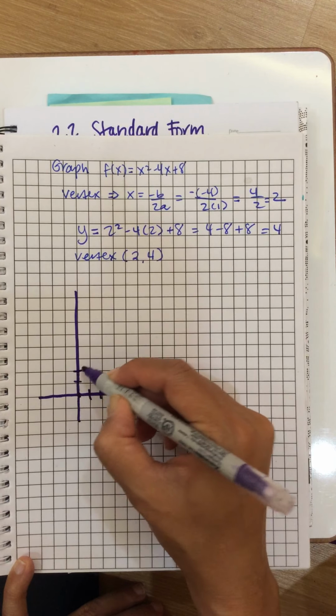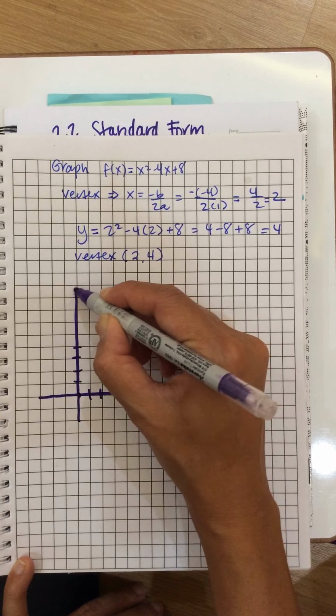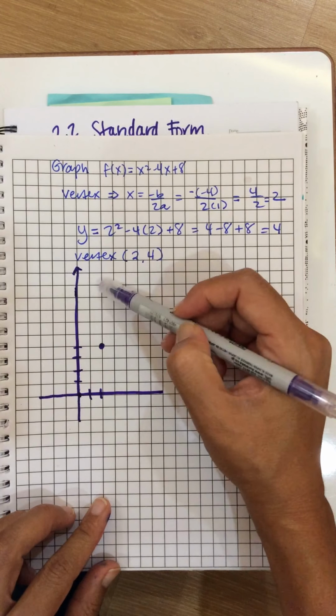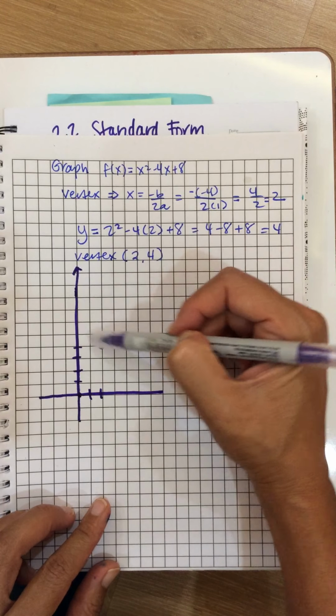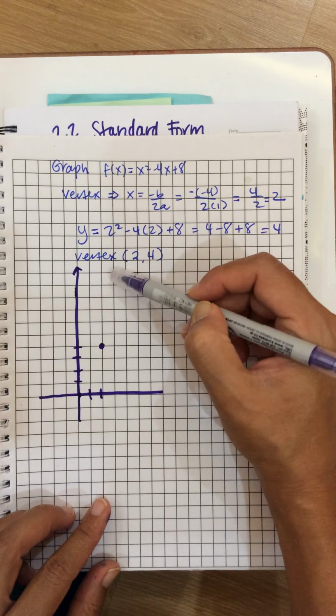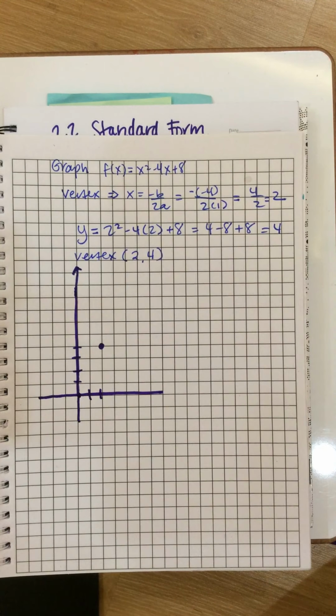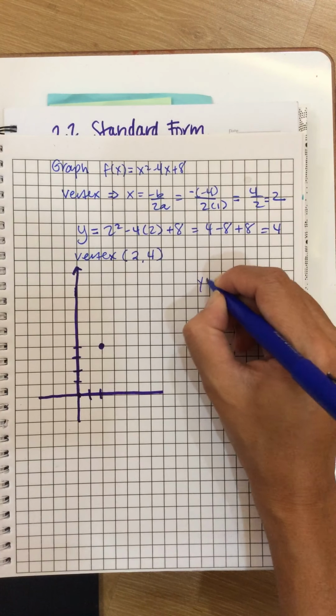Two, 1, 2, 3, 4. There's the vertex. Okay, so I know I'm going up. I know this thing's going to open up because the a is positive. So I know it's going to open up. So I'm going to need something up here. Maybe we can figure out where it crosses the y-axis. So where's the y-intercept?